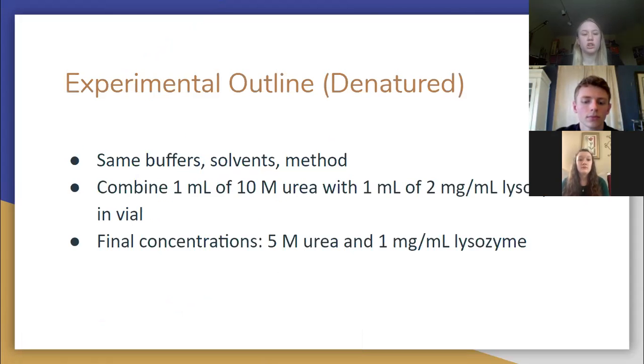For denatured, the same buffers, solvents, and method was used. To get the protein to denature, we used 1 milliliter of 10 mol urea with 1 milliliter of 2 milligrams per milliliter lysozyme in a vial for the final concentrations of 5 mol urea and 1 milligram per milliliter lysozyme.